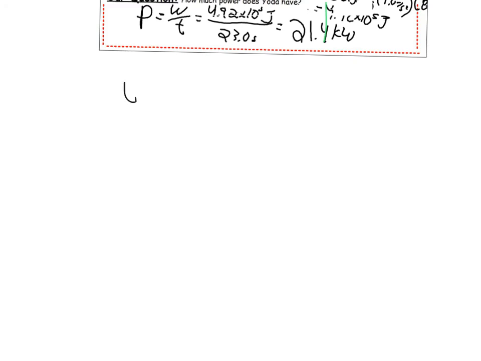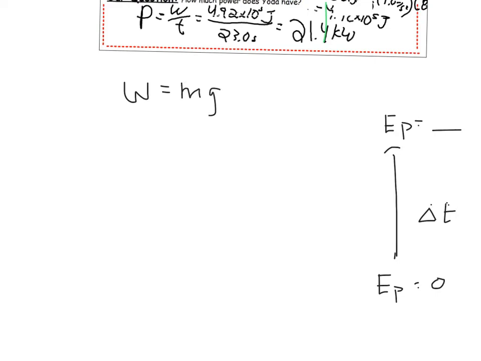If we think about the work that Yoda does, it is a force over a distance. But if we think about that X-wing, here it has potential energy of 0, and then after it's raised up, it has a certain amount of potential energy. So there was a change in energy, and that change in energy was all potential. So the final potential energy is equivalent to the work done.